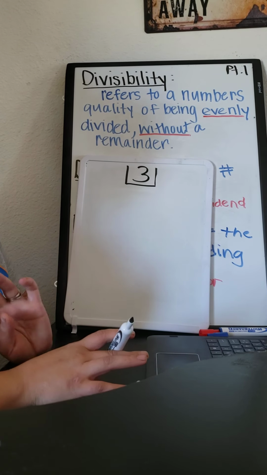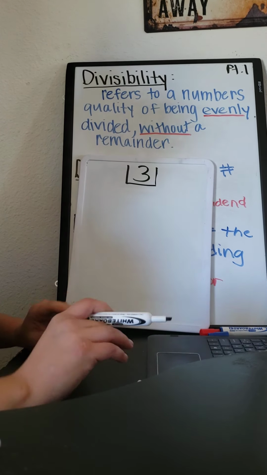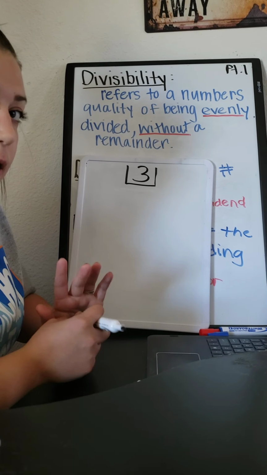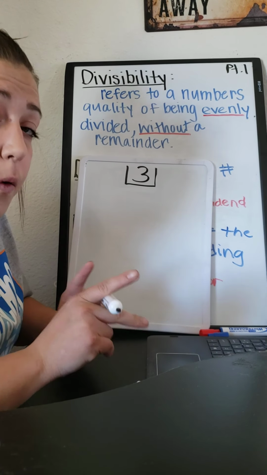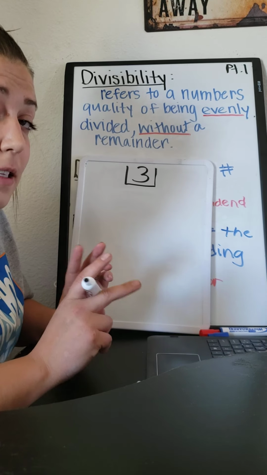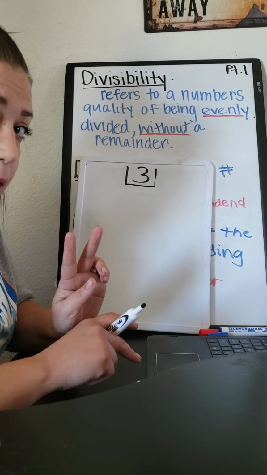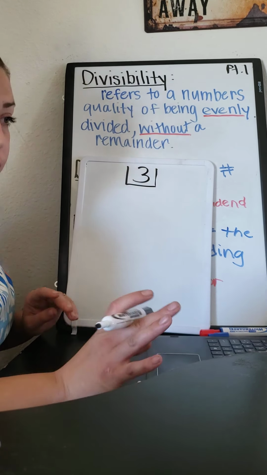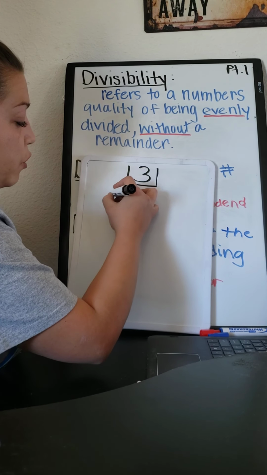So let's go into our third number, which is the number 4. To find out if a number is divisible by 4, all we have to do is take the sum of the last two numbers in the number.